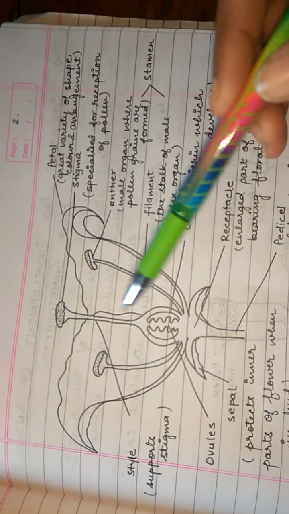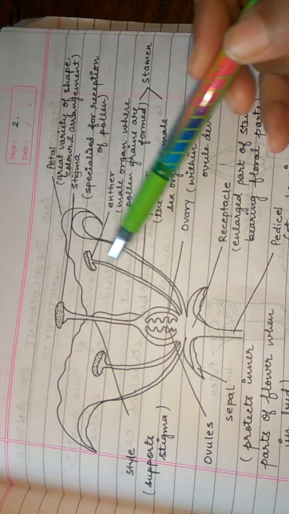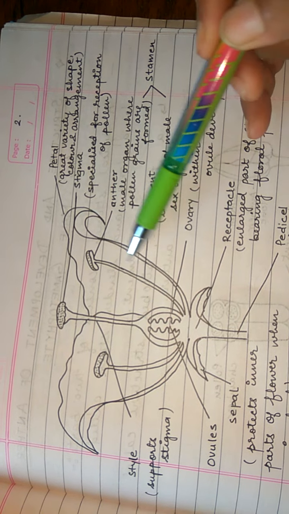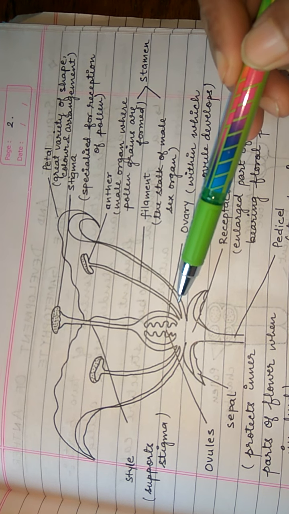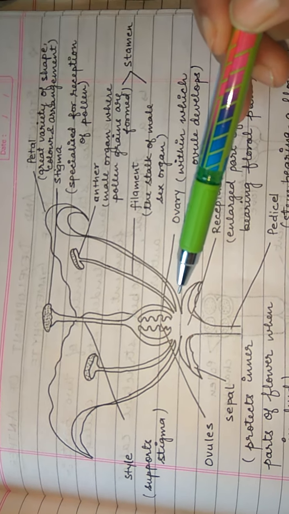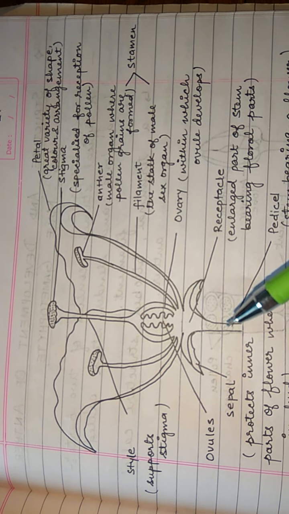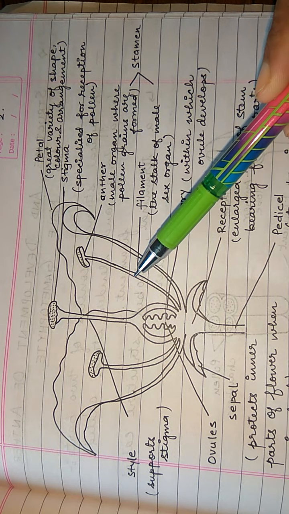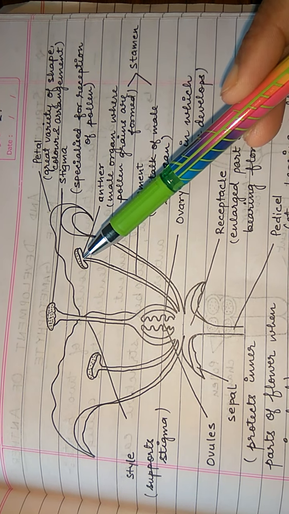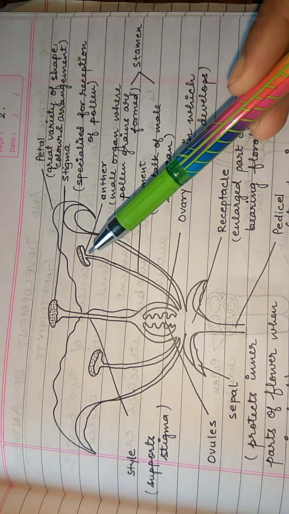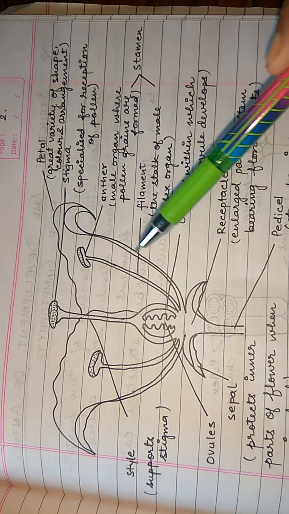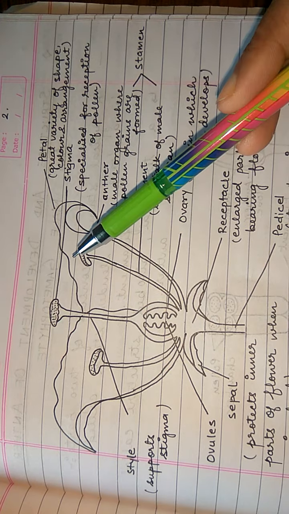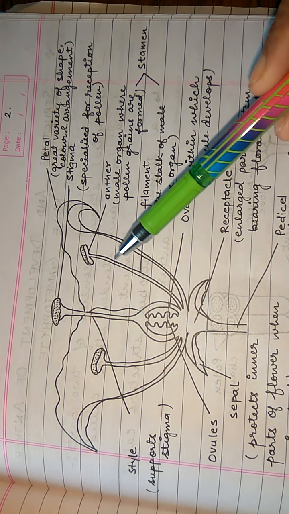Next to the corolla, on the inner side, is the androecium, made up of stamens representing the male sex organ. This male sex organ consists of anther and filament. The anther is the male organ where pollen grains are formed, and the filament is the stalk of the male sex organ. This is collectively known as the stamen.